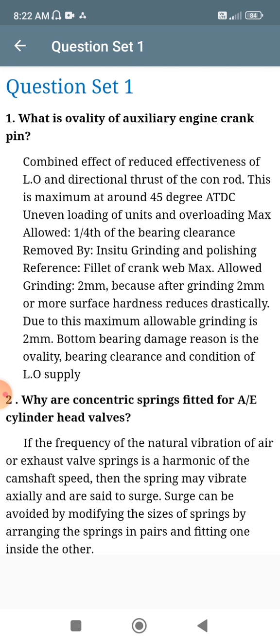Today we will be discussing some certain questions related to motor MEP and all. So let's discuss in detail. What is the ovality of an auxiliary engine crankpin?